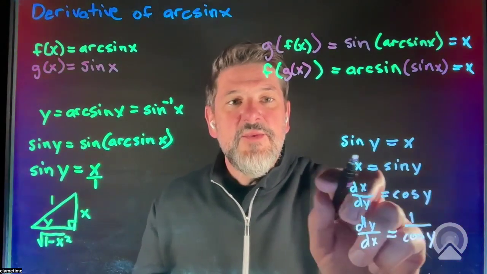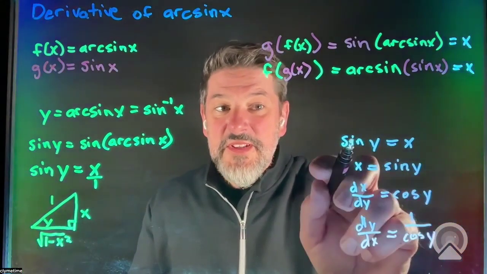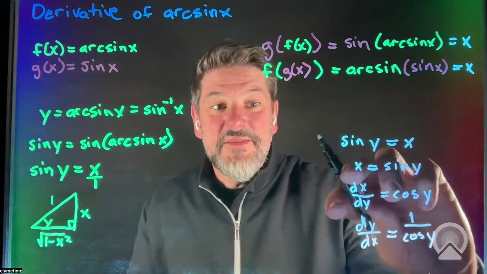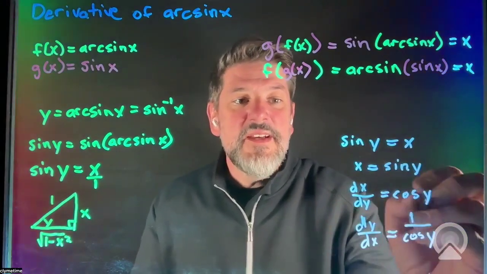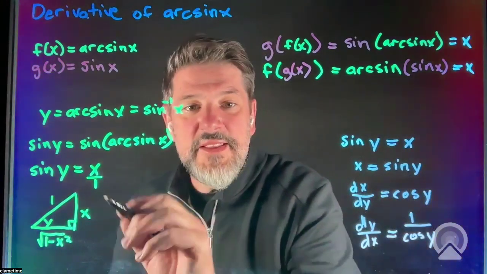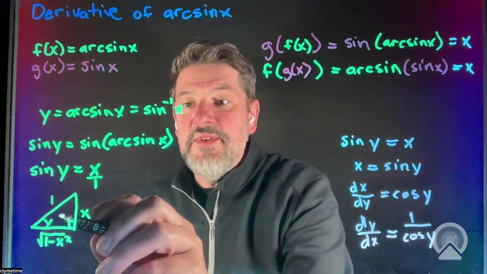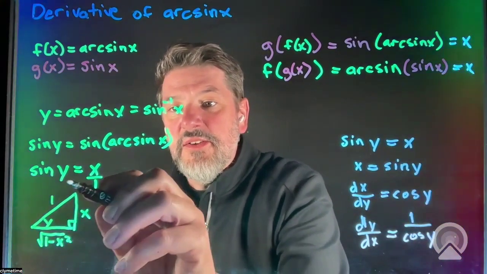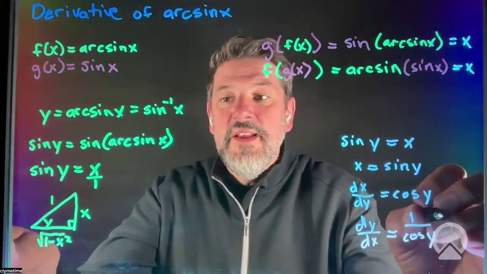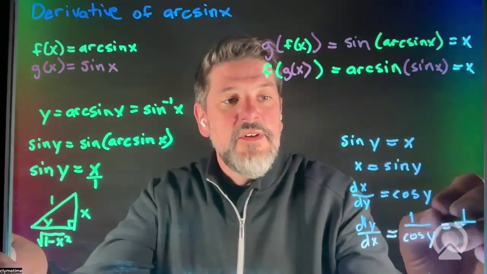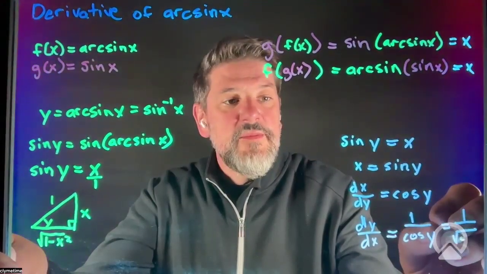But that's how we got it. We basically rewrote it as sine of y equals x. And then we found dx over dy, and then we just flipped both sides. And now we have dy over dx. Now, cosine of y, the reason why we need that triangle is we need to fill in for cosine of y. Cosine of y is going to be the adjacent over the hypotenuse. So putting the adjacent over the hypotenuse, we get 1 all over the square root of 1 minus x squared.